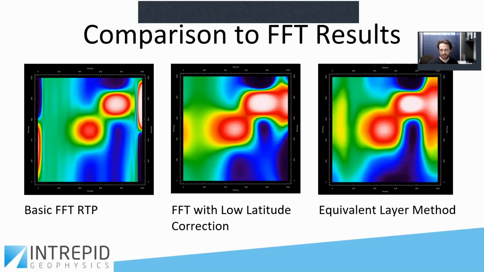So yeah, at the left here we've got just a regular Fourier transform result. And then we've got the low latitude correction, which does deal with some of the edge effects in some of the spots, but it does actually affect the grid quite significantly. And then we've got the equivalent layer method on the right here, which is quite comparable, I'd say, to the low latitude correction.